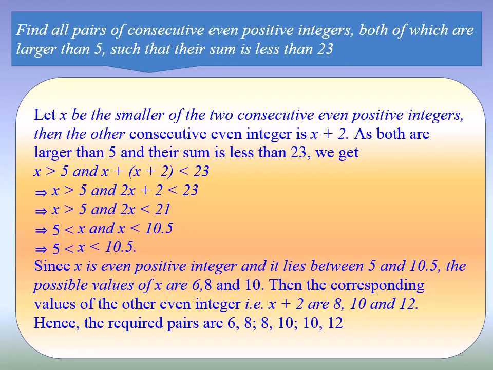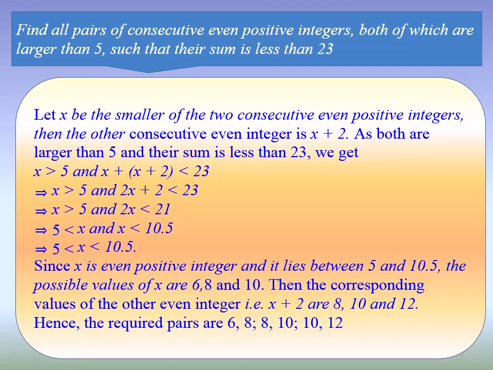Find all pairs of consecutive even positive integers, both of which are larger than 5, such that their sum is less than 23. Let x be the smaller of the two consecutive even positive integers. Then the other consecutive even integer should be x plus 2, as both are larger than 5 and their sum is less than 23. We can write x is greater than 5 and x plus 2 is less than 23.